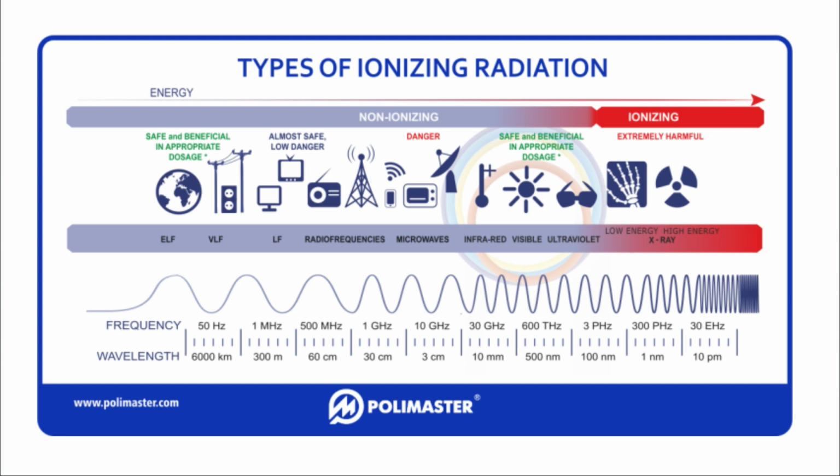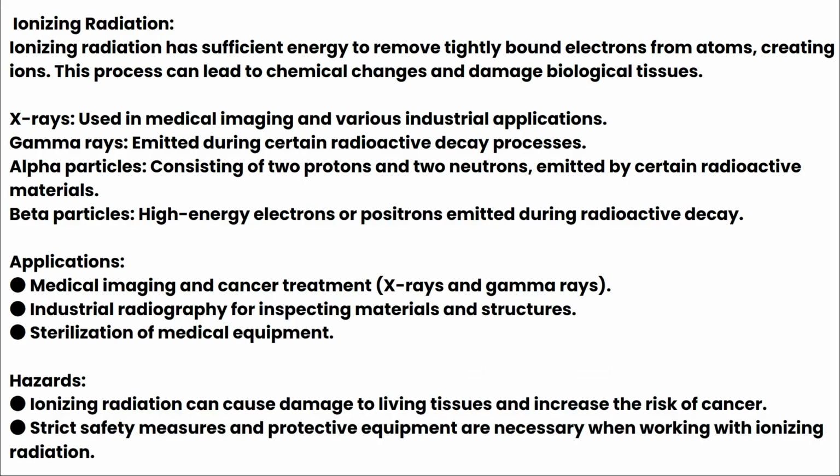The radiations are grouped into ionizing radiation and non-ionizing radiation. Ionizing radiation has sufficient energy to remove tightly bound electrons from atoms, creating ions. This process can lead to chemical changes and damage to biological components or biological molecules. And this principle is practiced in the form of sterilization.